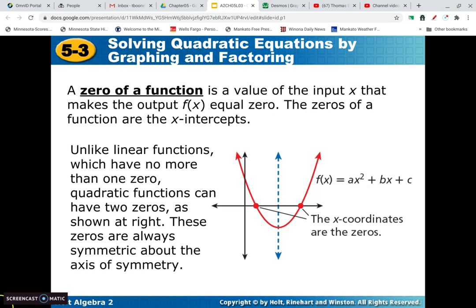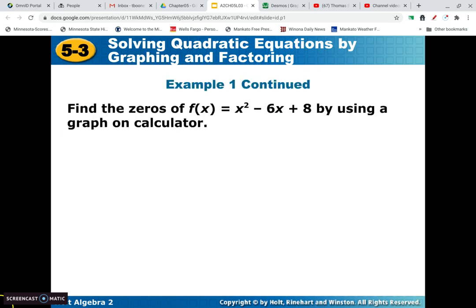So what we're going to realize is that the axis of symmetry cuts right in between those, obviously, as we go. All right, so let's find those by using a graph on a calculator. That's the first order of business of what we're going to do.